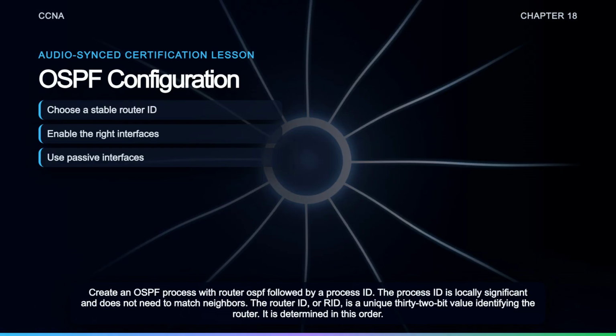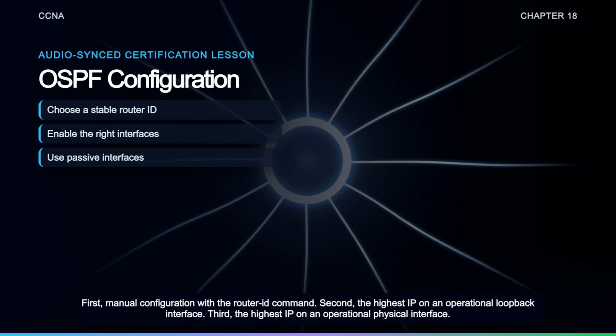Create an OSPF process with router OSPF, followed by a process ID. The process ID is locally significant and does not need to match neighbors. The router ID, or RID, is a unique 32-bit value identifying the router. It is determined in this order. First, manual configuration with the router ID command. Second, the highest IP on an operational loopback interface. Third, the highest IP on an operational physical interface.